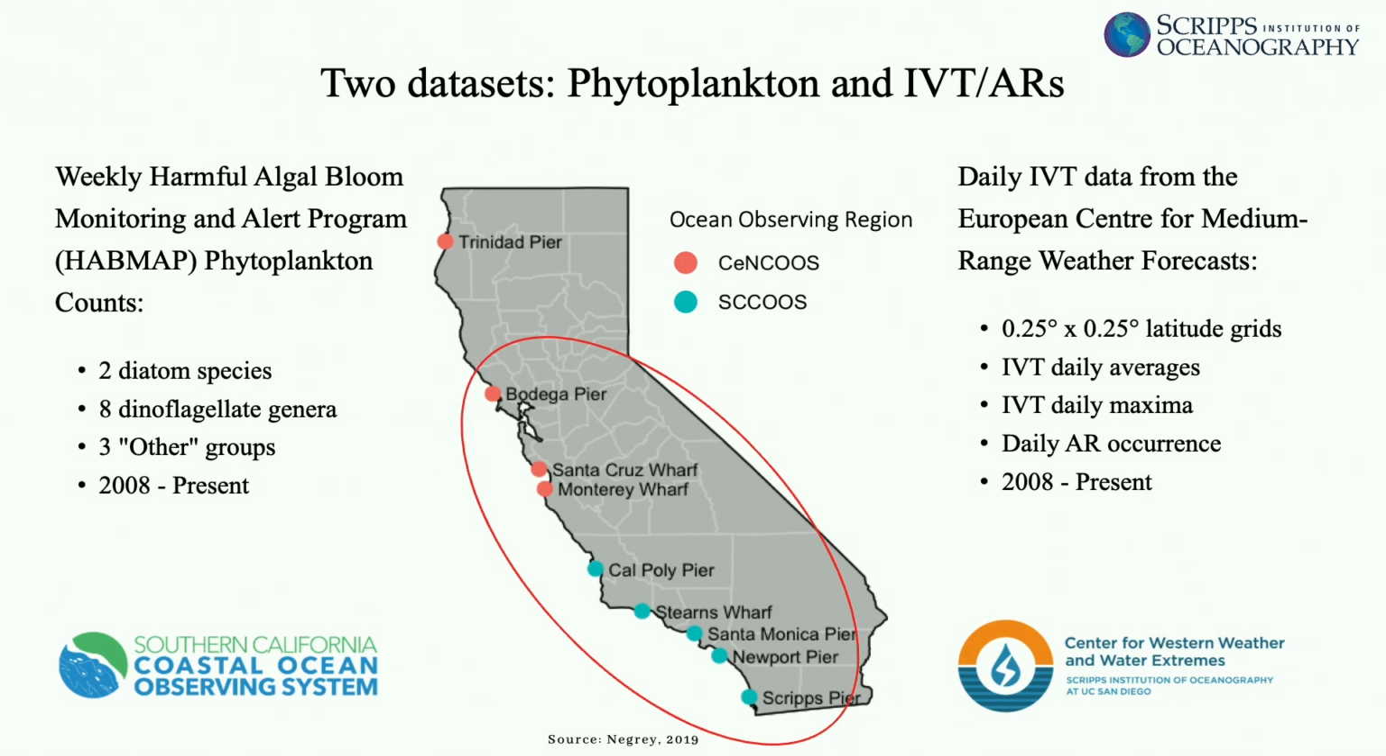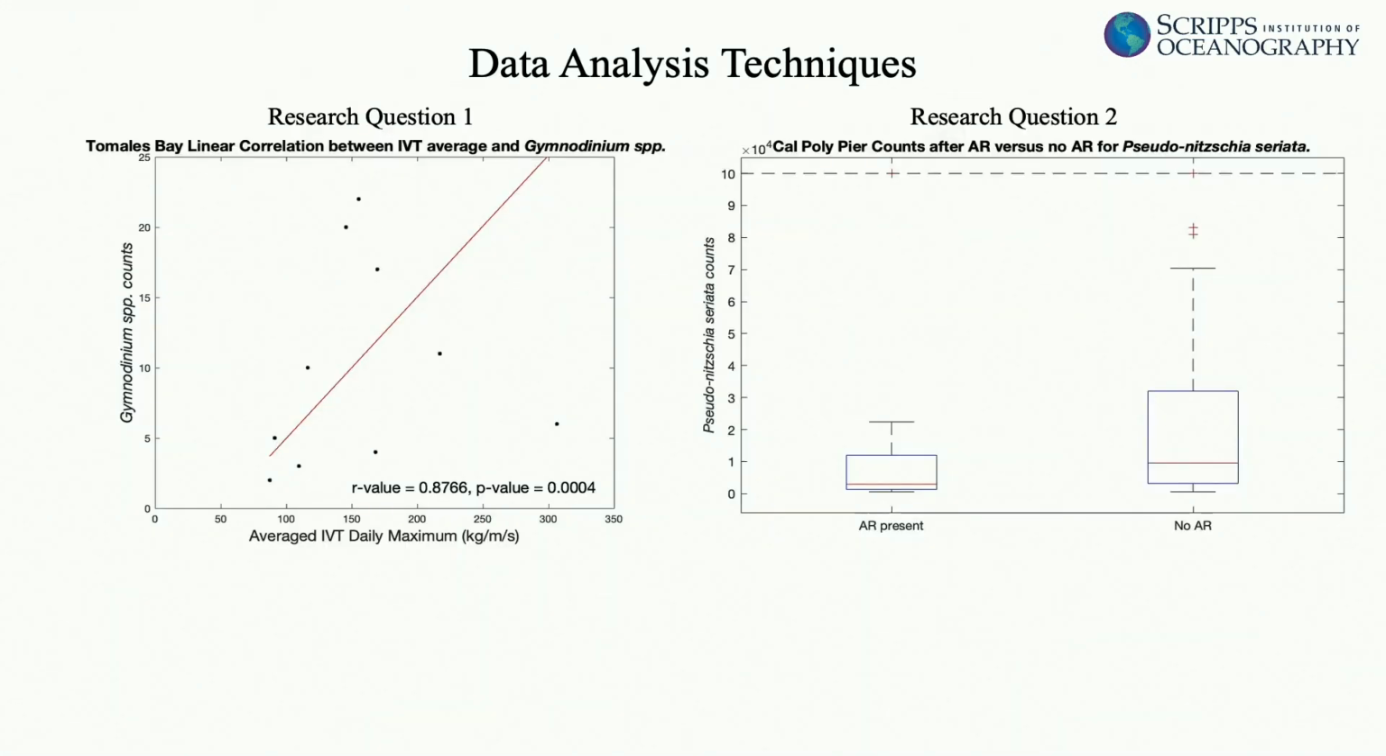And this was a longer data set, so I chopped it down to be equal to 2008 to present to match my phytoplankton data. And also, to make my weekly phytoplankton data match my daily atmospheric data, I averaged my atmospheric variables over the 7-day period prior to each phytoplankton count in order to get a representation of the week for that. So that moves me into my data analysis techniques.